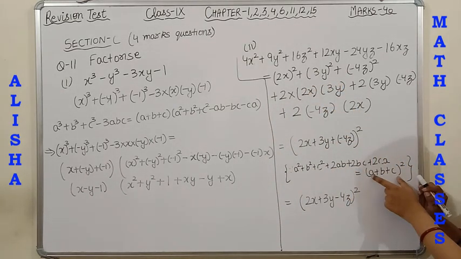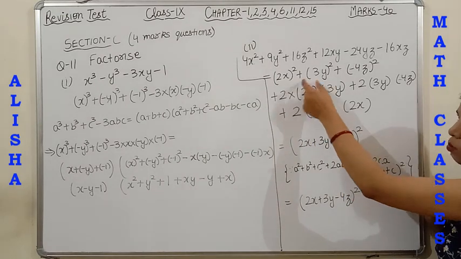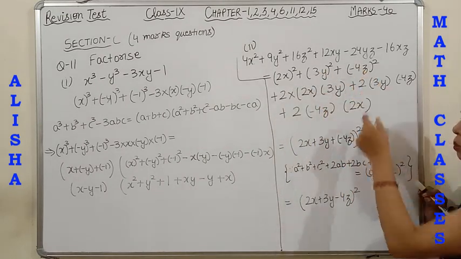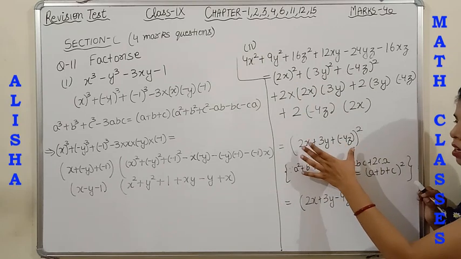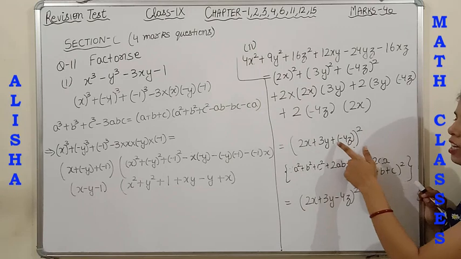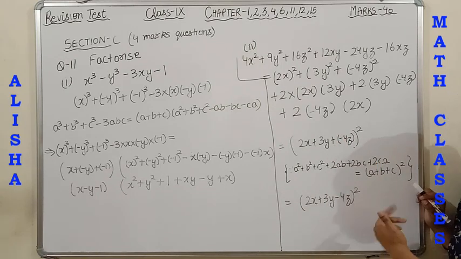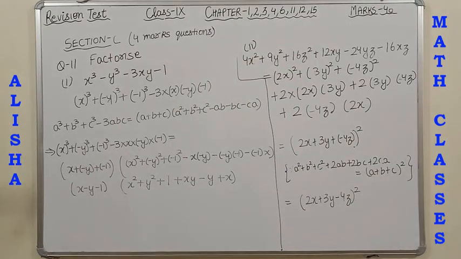Now this formula is equal to a plus b plus c whole square. So a is here 2x, b is here 3y and c is here minus 4z. So it can be written as 2x plus 3y plus minus 4z whole square. In the last, plus minus will become minus. So the final answer is 2x plus 3y minus 4z whole square.